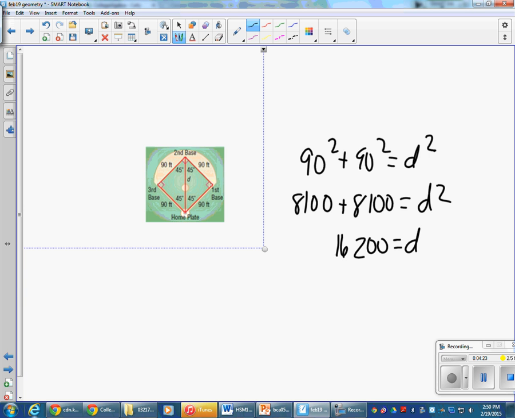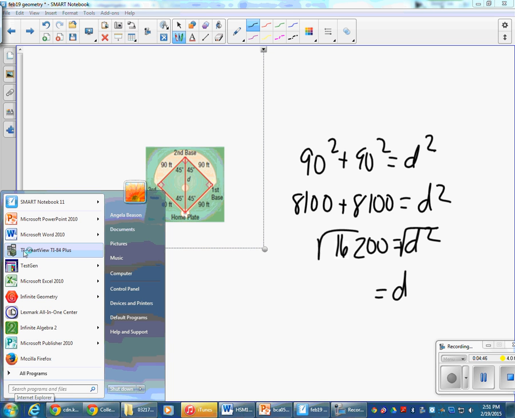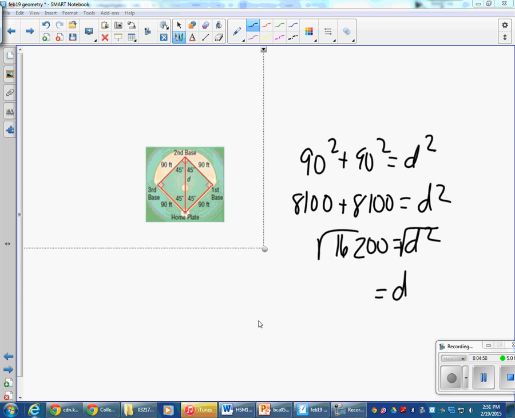8100 plus 8100 is 16,200, which equals d squared. So it's going to be the square root of 16,200, which is going to be a really big number. And I will tell you what, since we're dealing with actual feet, it wouldn't make sense for me to say the answer is 90 square root of 2 feet, because I'd be out there measuring with a tape measure or something like that. So let's actually see what that is as a decimal. The square root of 16,200. This doesn't take too long to start up. Let me pause it and get it pulled.